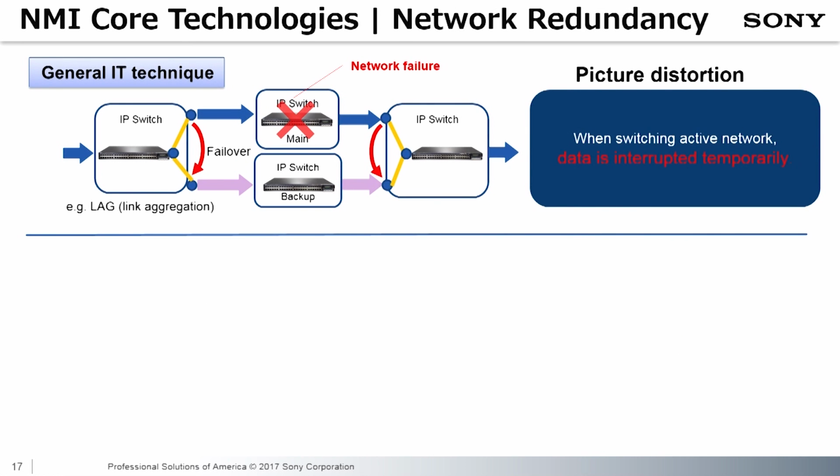Another technology is our hitless failover redundancy technology. And here's a comparison of how hitless failover differs from your general IT technique for redundancy. In a general IT environment, you will have a primary source, and you can create two paths, a primary path and a secondary path for your transmission as it's making its way to the destination. If a failure occurs on the primary path, a failover switch occurs to the secondary path, allowing for the transmission of data to start again.